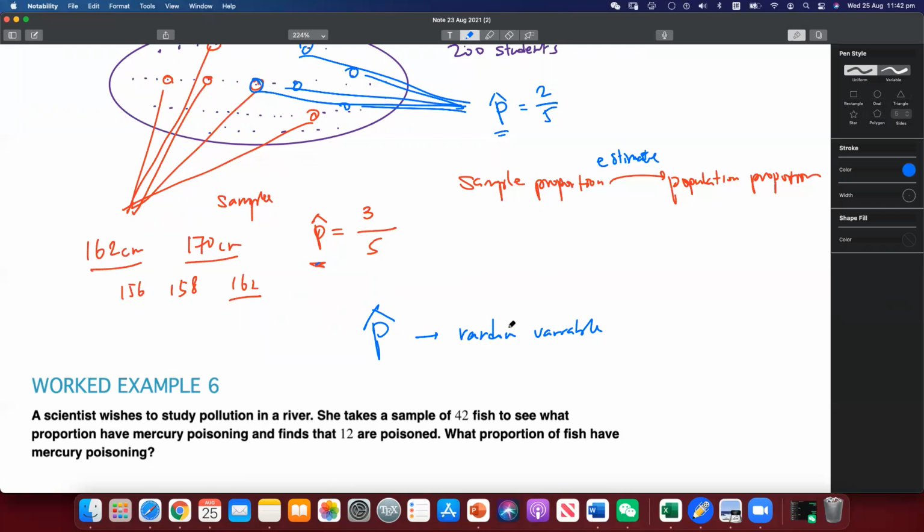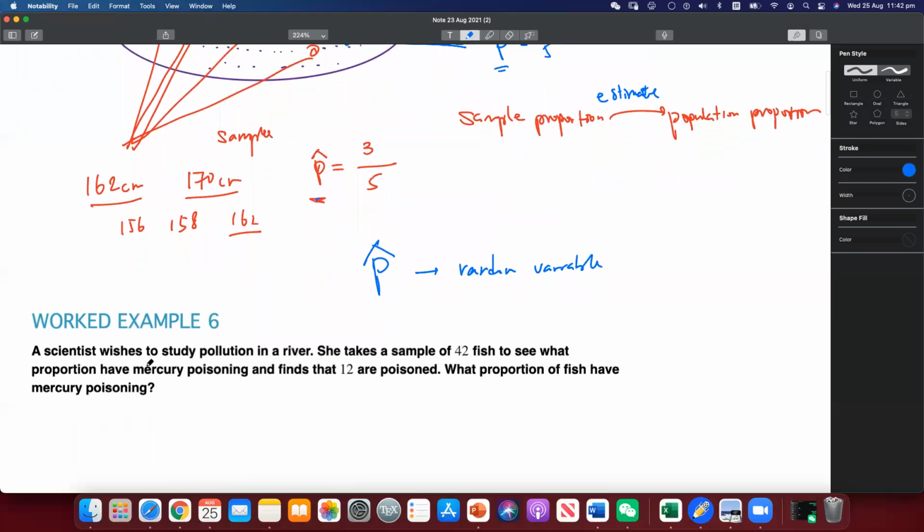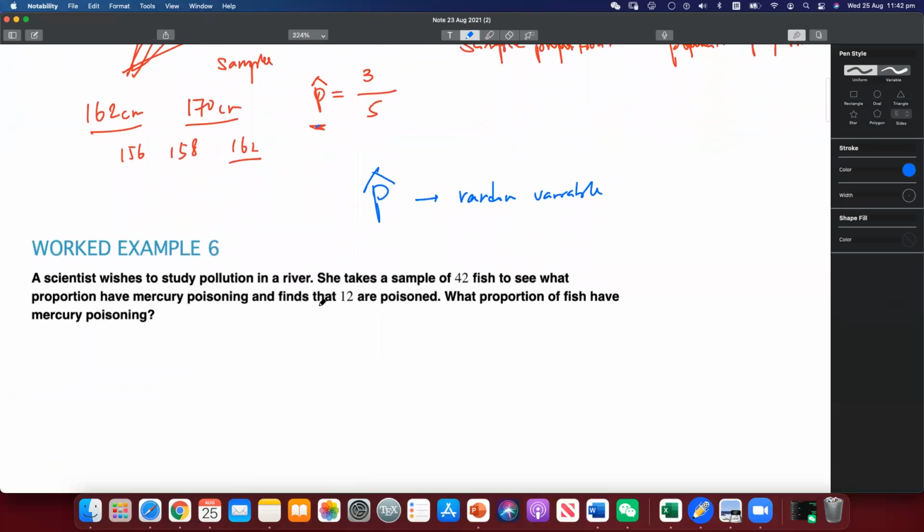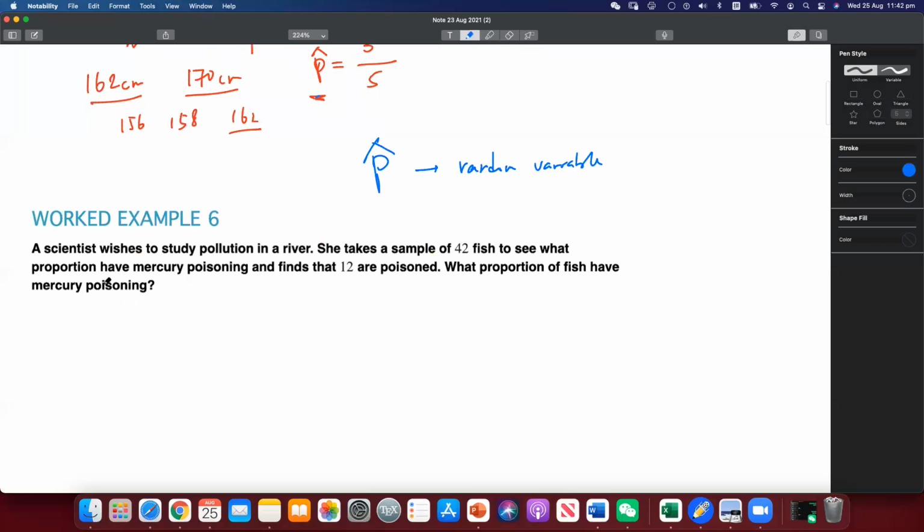By understanding this knowledge, let's have a look at worked example 6. A scientist wishes to study pollution in a river. He takes a sample of 42 fish to see what proportion have mercury poisoning and finds that 12 are poisoned. What proportion of fish have mercury poisoning? So we're using the sample to estimate the pollution in a river. It's very unlikely to have exactly the same proportion, but it's a very good and close estimate.